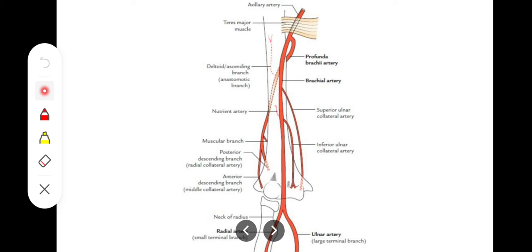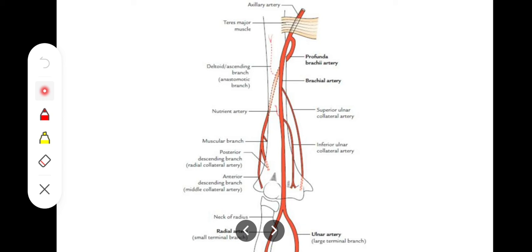The second branch is the superior ulnar collateral artery, which is just given off from the brachial artery, and it will be taking part in the anastomosis around the elbow joint, right? And then the next one is the inferior ulnar collateral artery, once again taking part in the anastomosis around the elbow joint. And then there are some terminal branches of the artery, that is the radial artery and the ulnar artery. And then there's also a nutrient artery which is given off to the humerus bone as well, so we should be knowing about that as well.